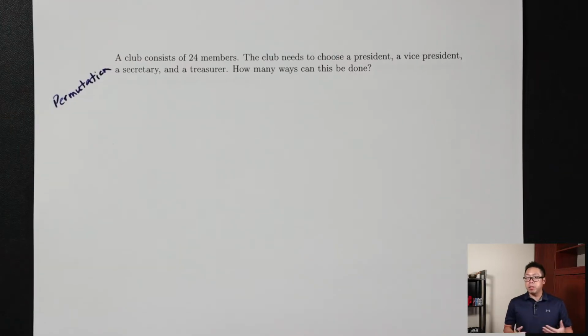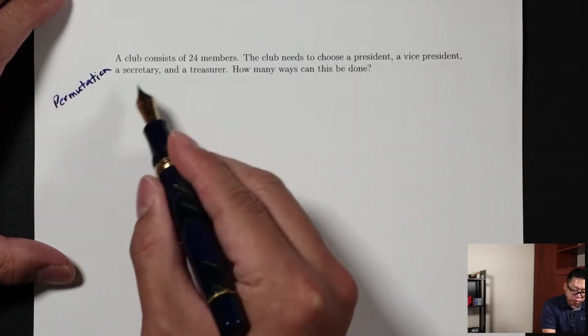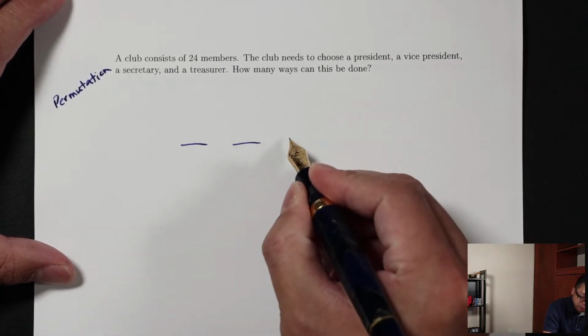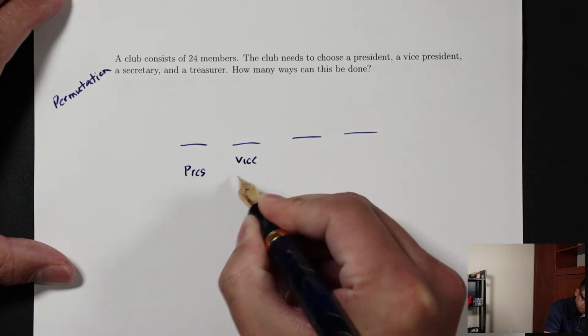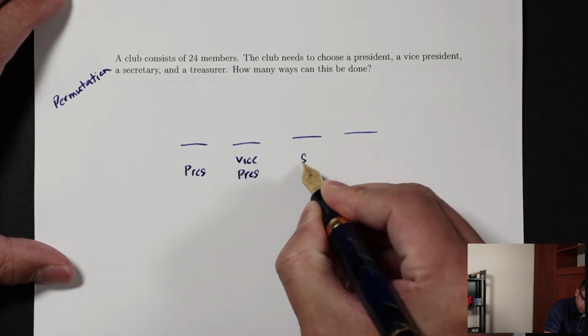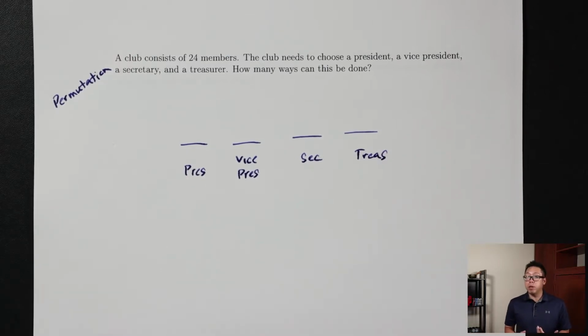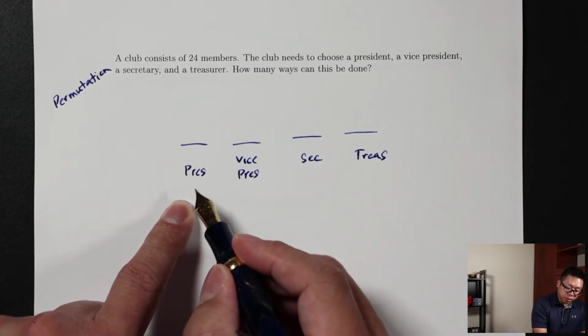For permutations, it's going to be blanks and numbers. How many blanks do I need? I need to choose a president, vice president, secretary, treasurer. That's 4 blanks. One for the president, vice president, secretary, and treasurer. How many options do we have for each blank? For president, anybody in the club can be president. So we have 24 members total. We have 24 options.